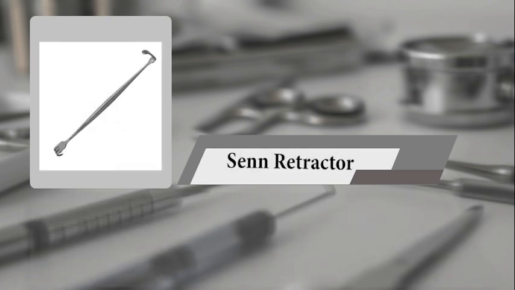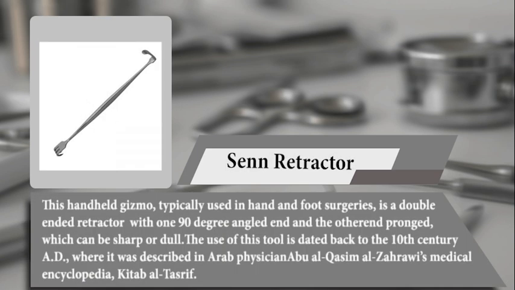Sen Retractor. This handheld gizmo, typically used in hand and foot surgeries, is a double-ended retractor with one 90-degree angled end and the other end pronged, which can be sharp or dull. The use of this tool is dated back to the 10th century A.D., where it was described in Arab physician Abu al-Qasim al-Zahrawi's medical encyclopedia, Kitab al-Tashrif.